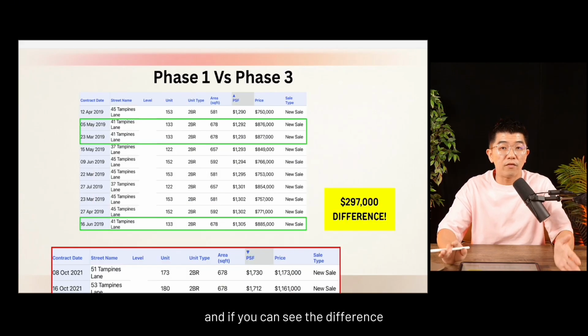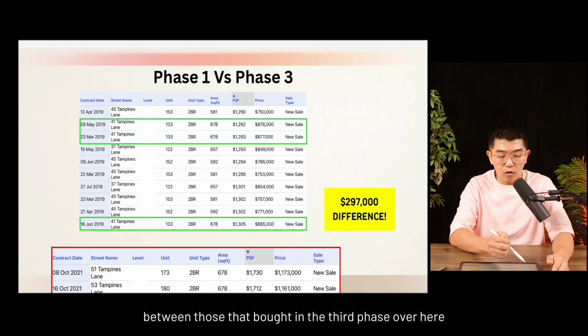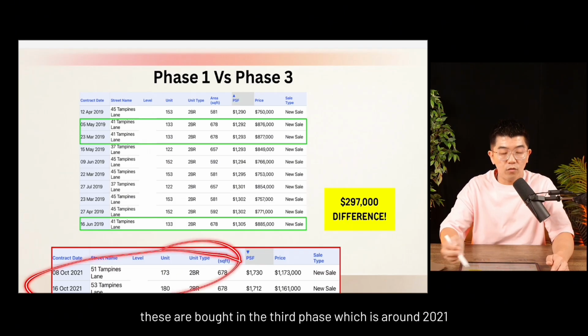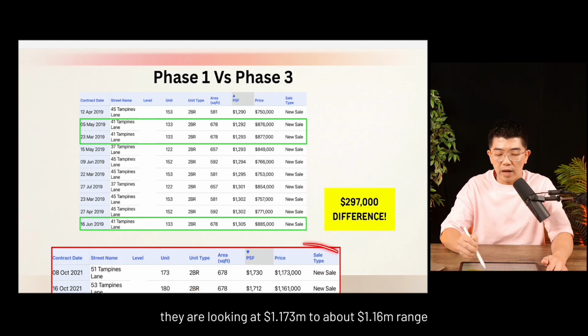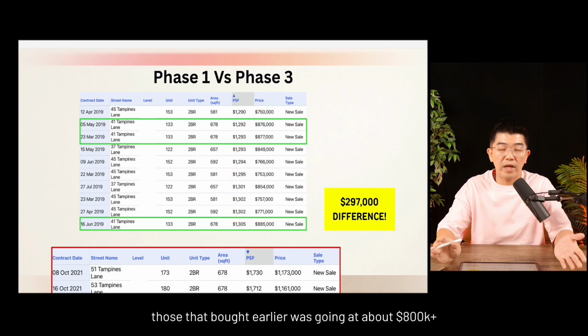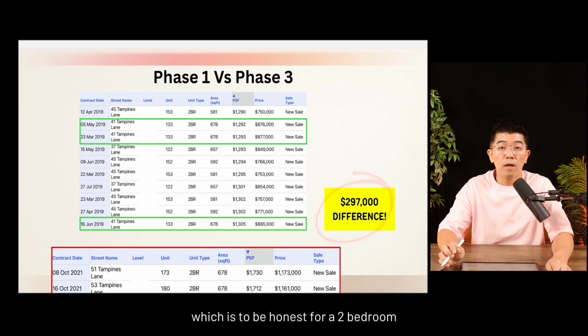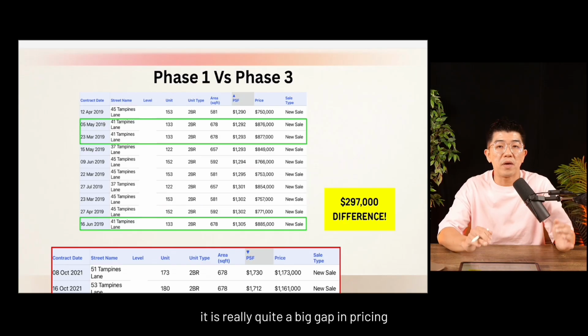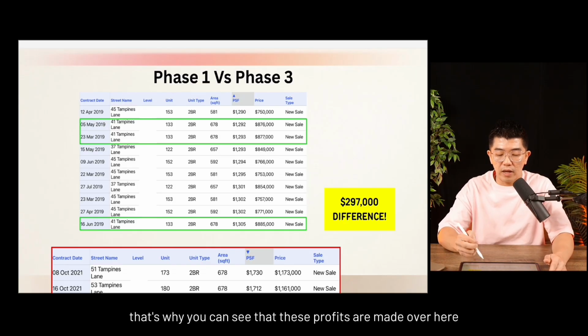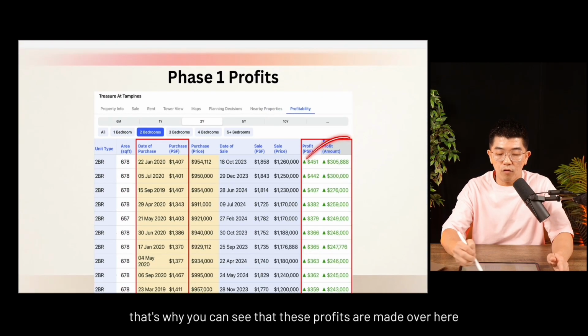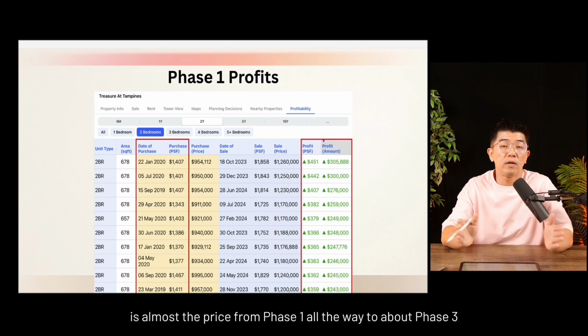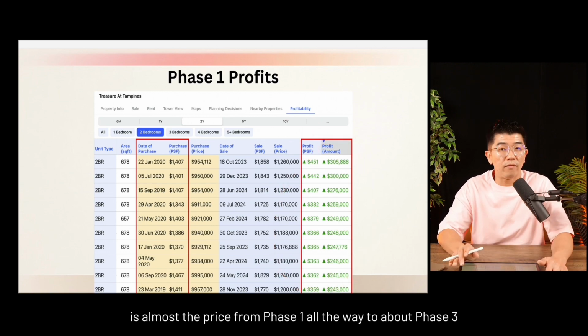And if we look at the difference with those that bought in the third phase, around 2021, they are looking at a 1.173 to about 1.16 range. Those that bought earlier were going at about 800 plus thousand. This difference is almost 300,000, which, to be honest, for a 2-bedroom is really quite a big gap in pricing. That's why the profits made here are almost the price difference from phase 1 all the way to phase 3.